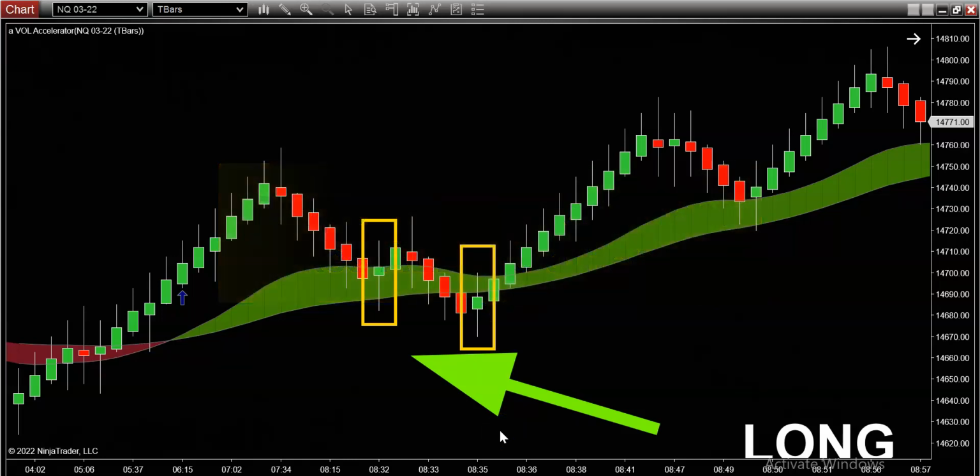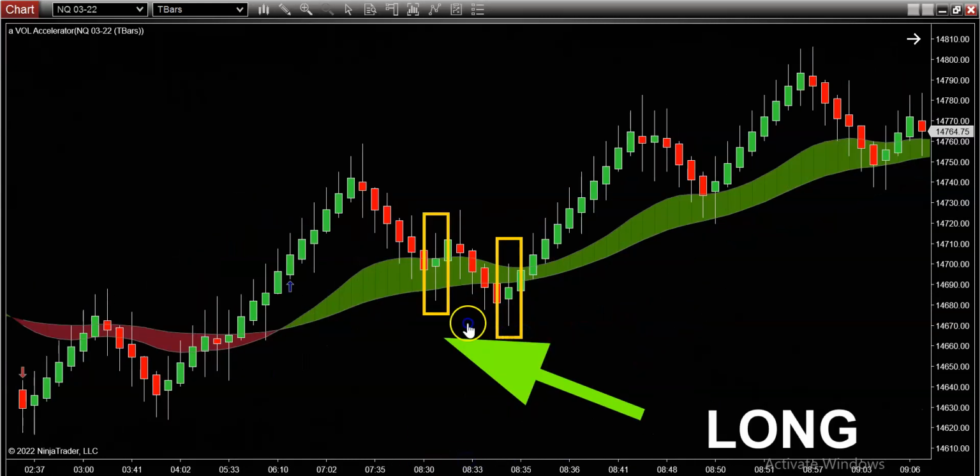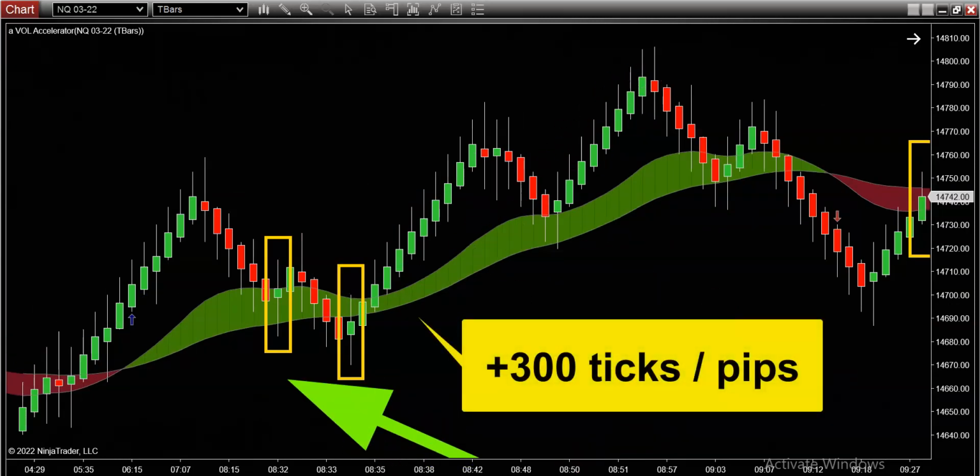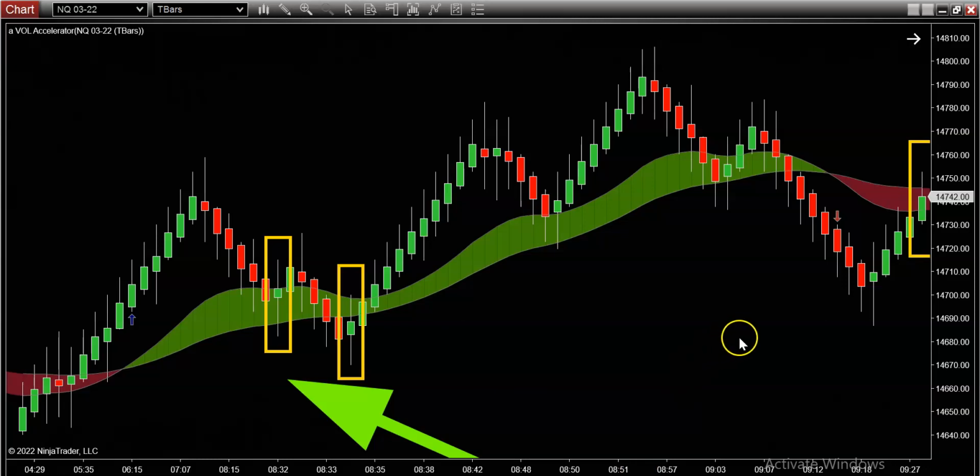Make sense? So either one of these two setups would have been okay. This first one prints, takes off for a little bit. You probably got stopped out if you had a very tight stop, and that's okay. Being stopped out is part of the game. Now the second one prints, okay? This would be potentially trade number 2. And boy, does that thing rip straight up for just about 300 ticks and pips. Just think about that, folks, all right? 300 potential ticks.